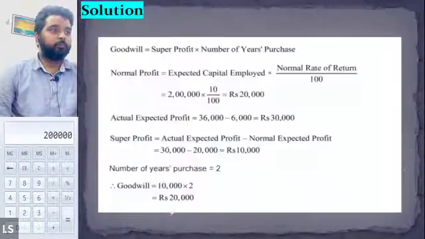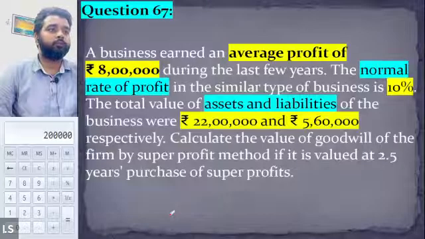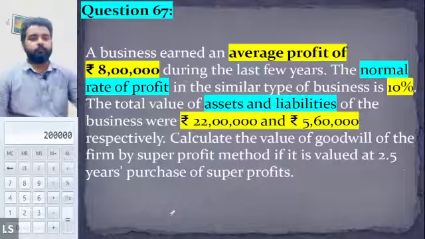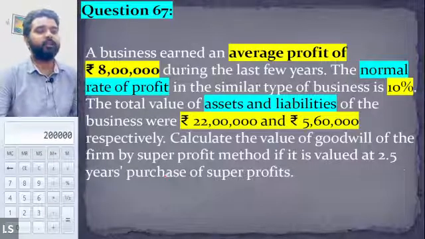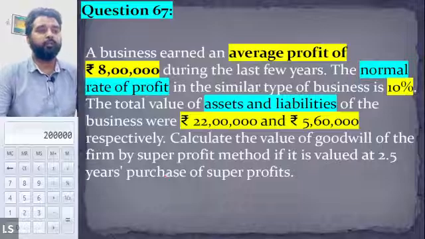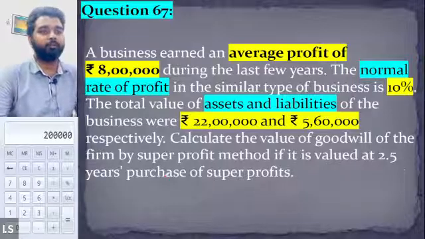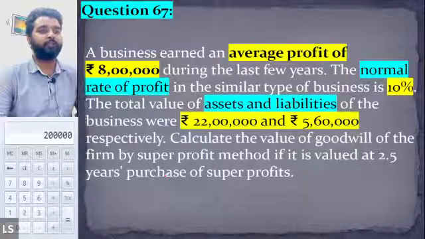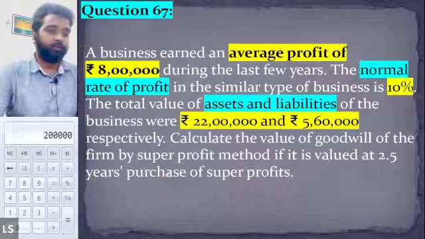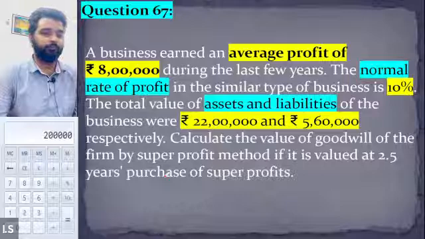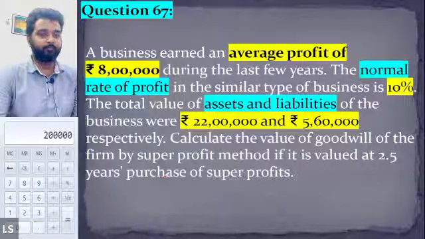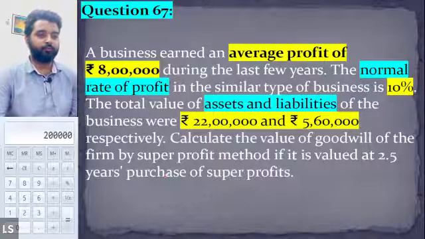So I have one more question. Okay, question number 67. Try this one also. A business earned an average profit of 8 lakh during the last few years. The normal rate of profit in the similar type of business is 10%. The total value of the asset and liability of the business were 2 lakh and 5 lakh 60,000 respectively. Calculate the value of goodwill of the firm by super profit method if it is valued at 2.5 years purchase of the super profit.